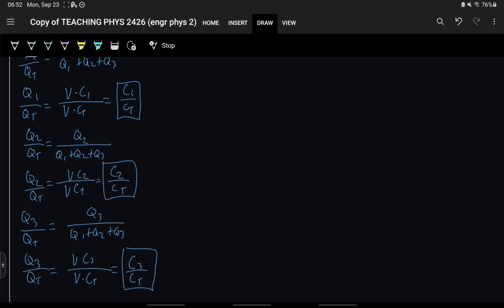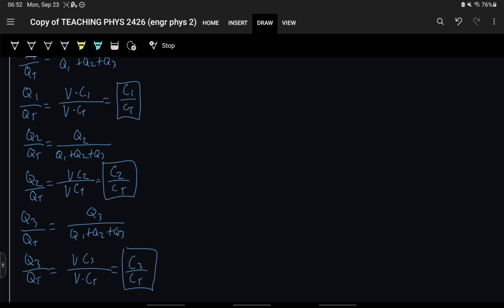So in a parallel capacitor configuration, the total charge is distributed among the capacitors based on their capacitance values. Each capacitor's ability to store charge is proportional to its capacitance. And a thing to note about the proportional relationship, since all the capacitors experience the same voltage V, the charges are directly proportional to the capacitance values. Therefore, the larger capacitors will store a greater fraction of the total charge.